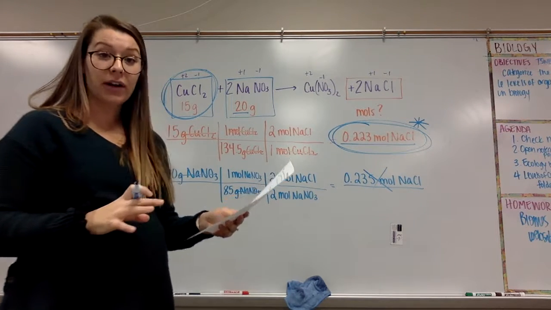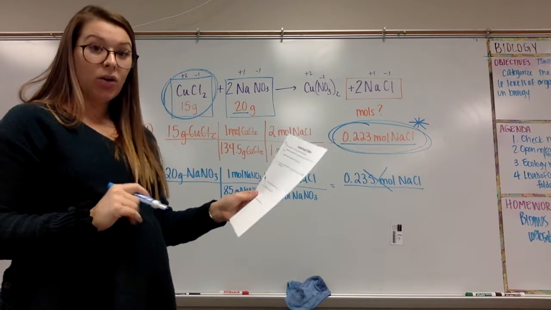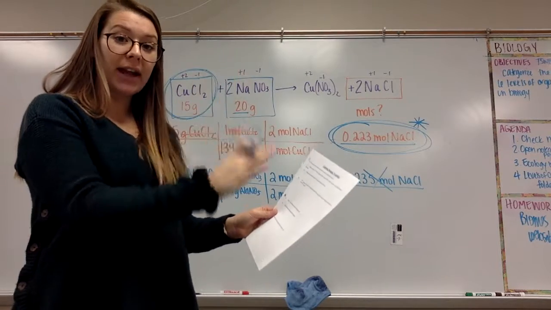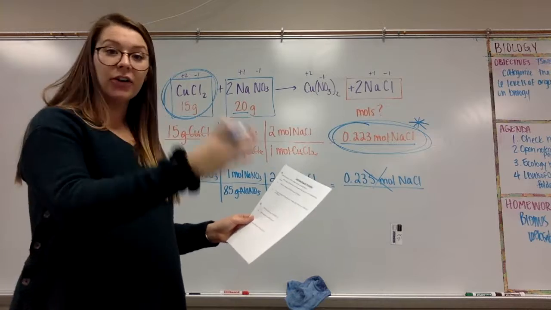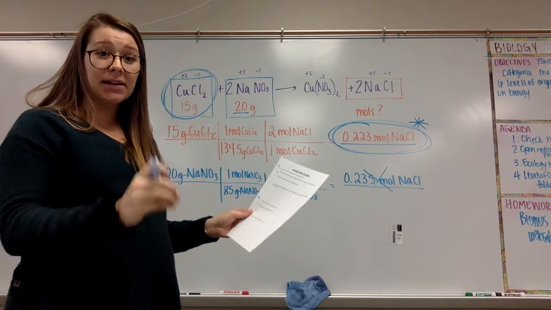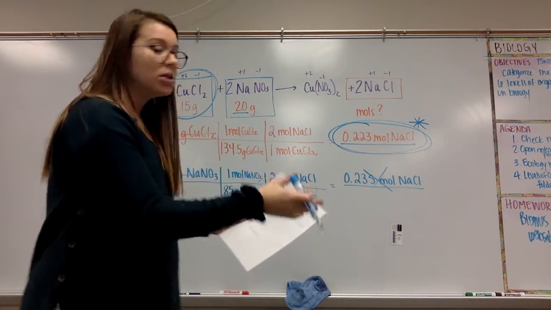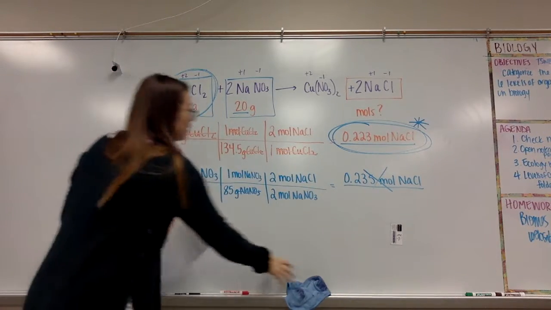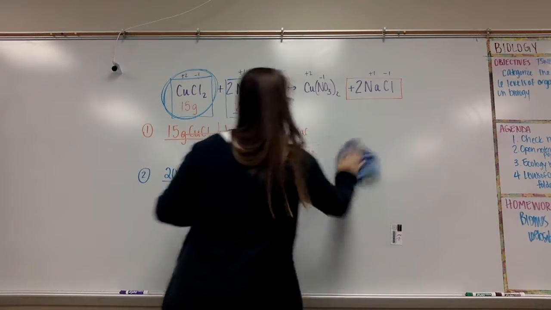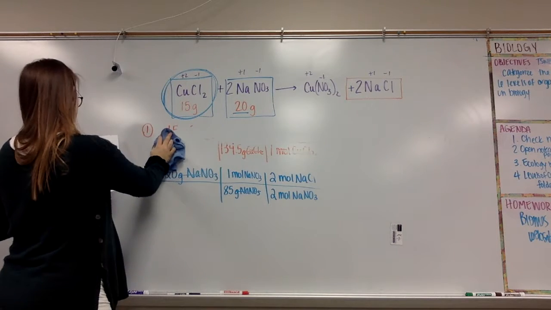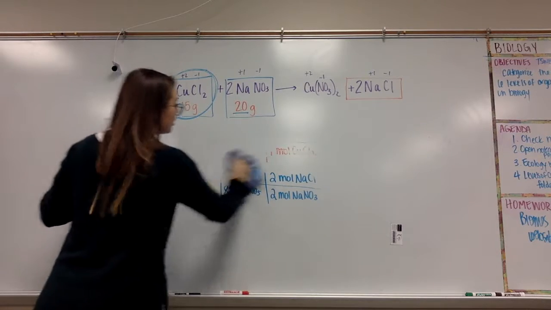Now, D on the front of this says how many grams of copper 2 nitrate is formed. Once you have determined which reactant is your limiting, that's the reactant that you use for any further problems, okay? Because that's the one that's your determining factor on how much of any product you can make now. So the next problem, D, is now asking you, okay, how many grams of copper 2 nitrate is formed.